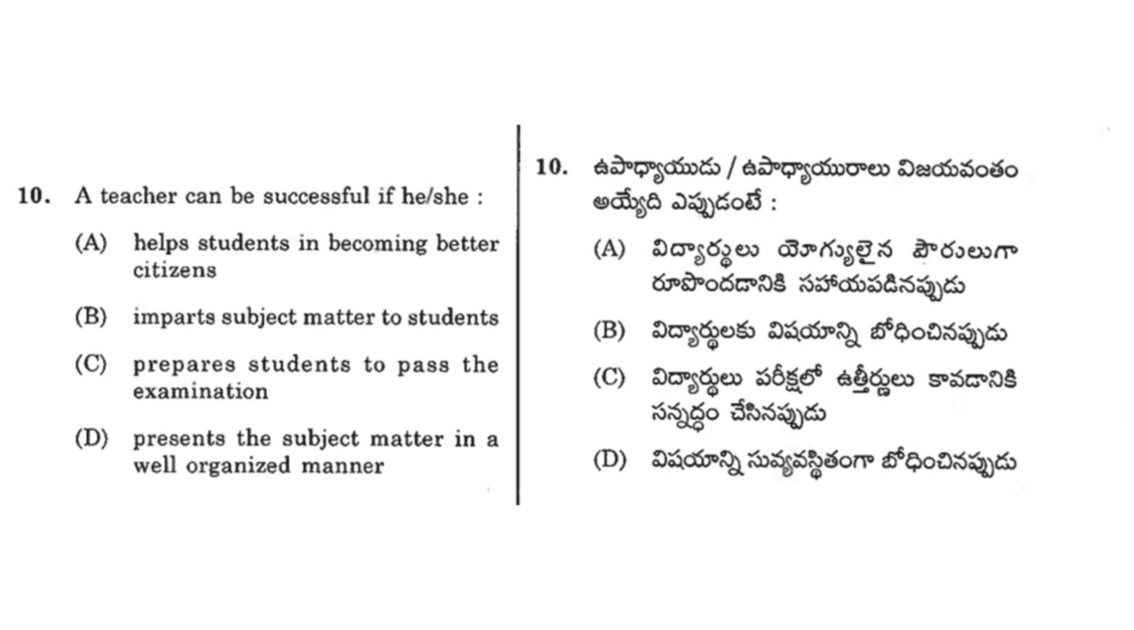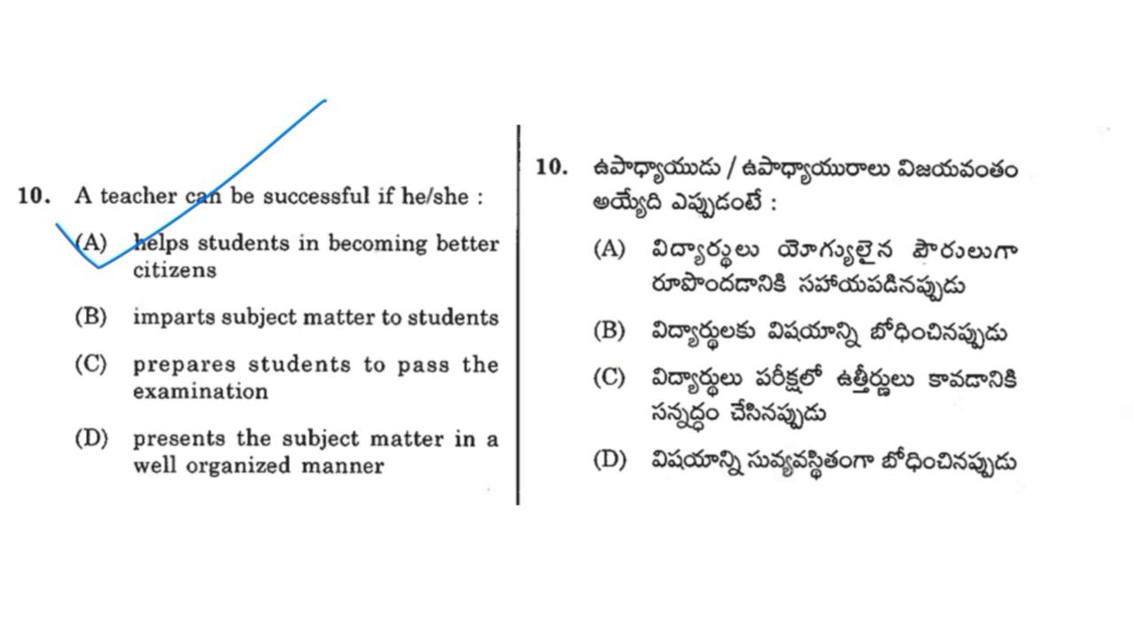A teacher can be successful if he or she, options are, helps students in becoming better citizens, imparts subject matter to students, prepares students to pass the examination, and the fourth one is presents the subject matter in a well organized manner. So option A, helps students in becoming better citizens, is the right answer.